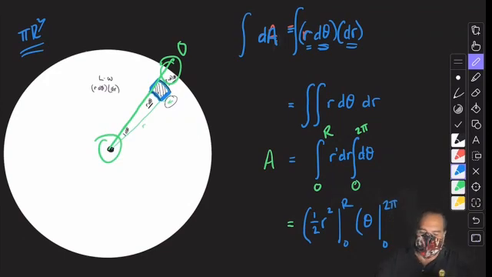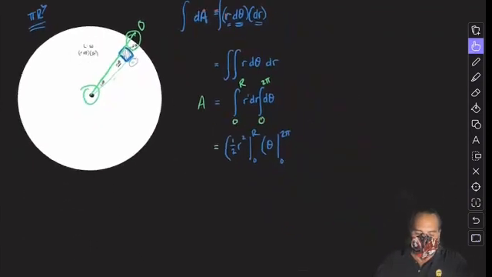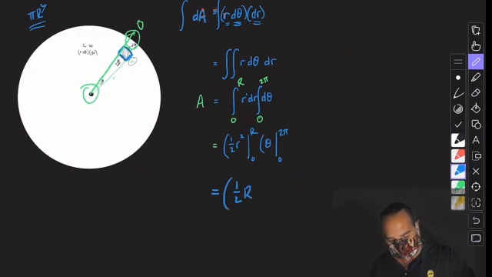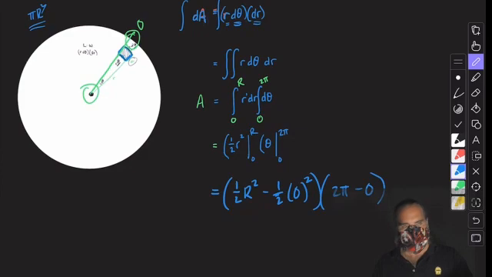Now you still have to put in your limits. You still have to do all of that stuff we would expect to see here. So I'm still going to have to do 1/2 r squared minus 1/2 0 squared. And then I also have to do on this side 2 pi minus 0, which is still just going to give me 1/2 r squared times 2 pi, which gives us exactly what we knew from the start, pi r squared.